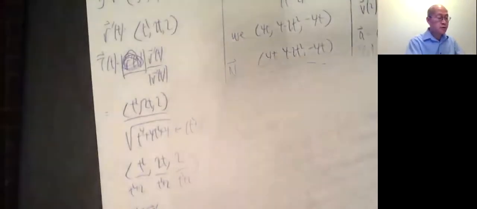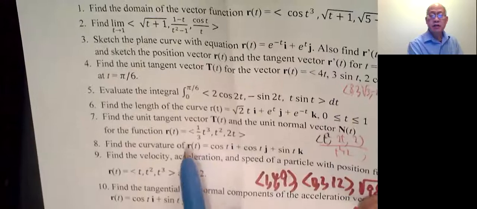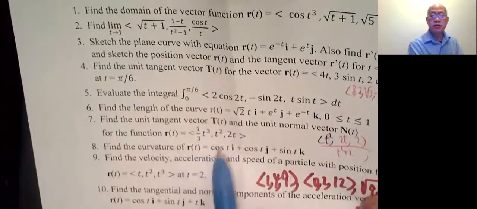Okay, number 7. This was maybe the hardest. Find a unit tangent vector and a unit normal vector. So r is 1/3 t cubed, t squared, 2t. So r prime is t squared, 2t, 2.